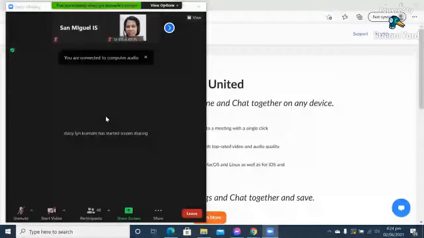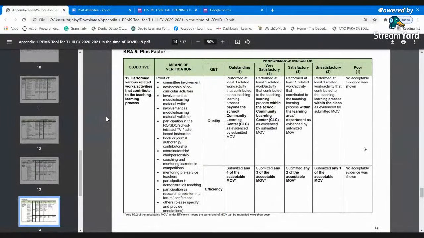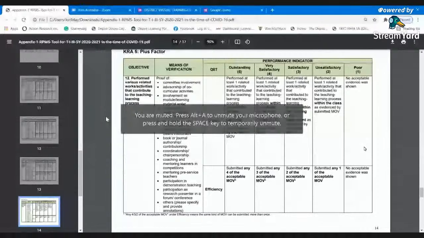TV, radio-based instruction, book or journal authorship, contributorship, coordinatorship, there are so many of these, chairpersonship, coaching and mentoring learners in competition, mentoring pre-service teachers, participation in demonstration teaching, participation as research presenter in a forum or conference. Others, please specify and provide annotation.